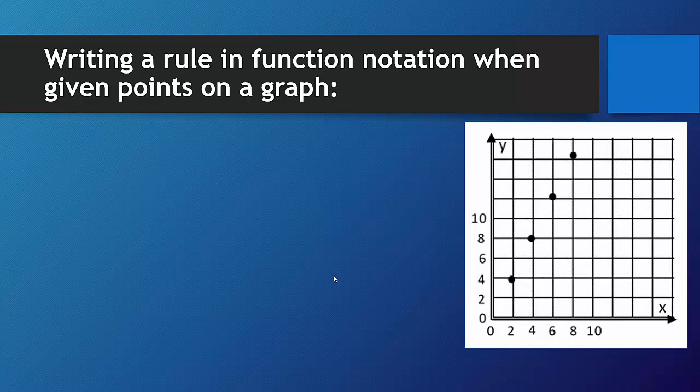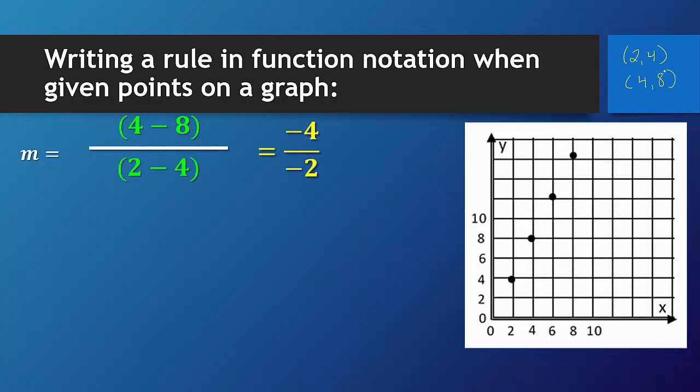Alright, so when you need to write a rule in function notation when given points on a graph, the first thing you need to do is pick 2 points. So I'm going to pick (2, 4) and (4, 8). And then you're going to use those 2 points to find the slope. So take your y values, and I did 4 minus 8, so then on the bottom I have to do 2 minus 4. So following that same order, which gives me negative 4 over 2, which simplifies to just 2.